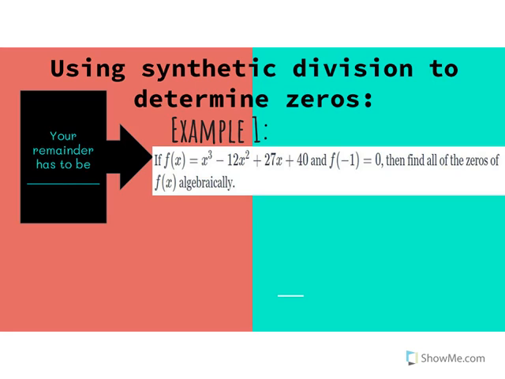Okay, for our last thing here, using synthetic division to determine our zeros. So your remainder actually has to be 0 in this case. So when your remainder is 0, let's write that in.